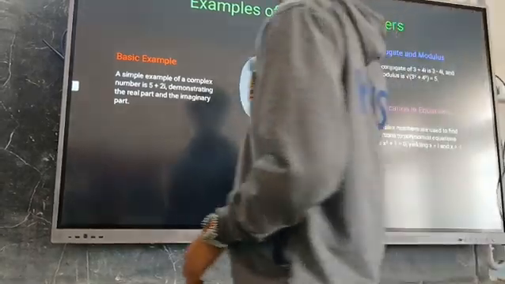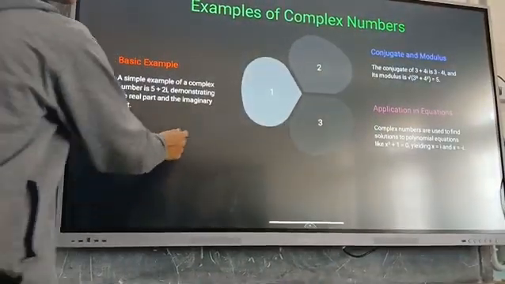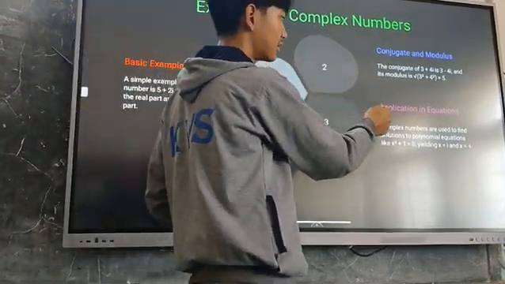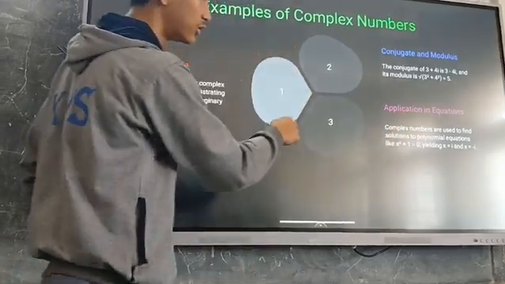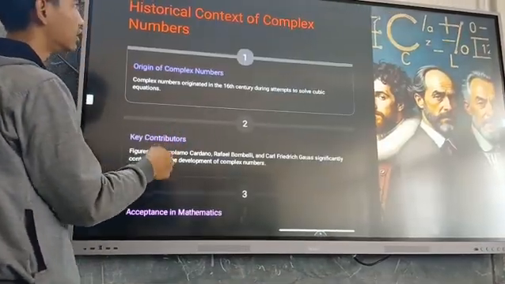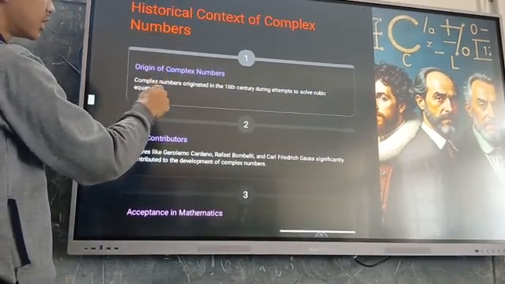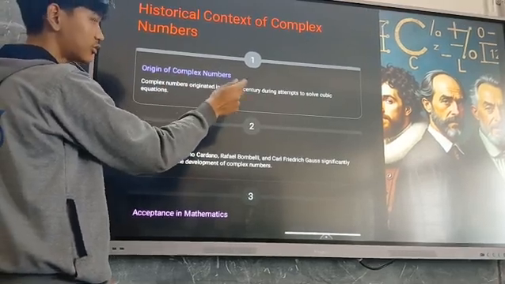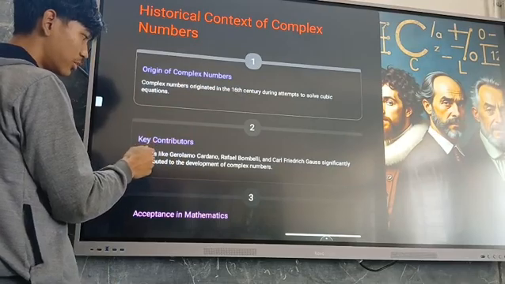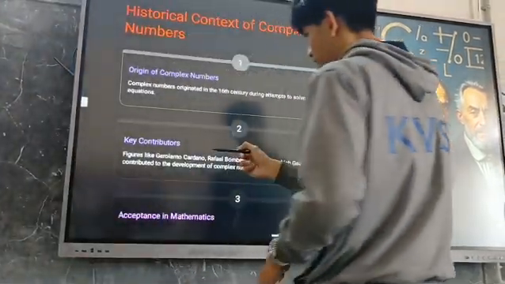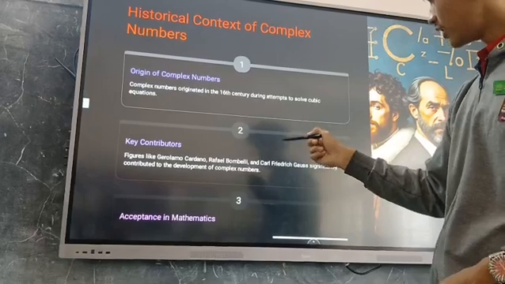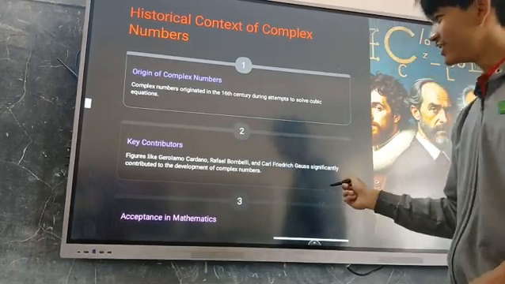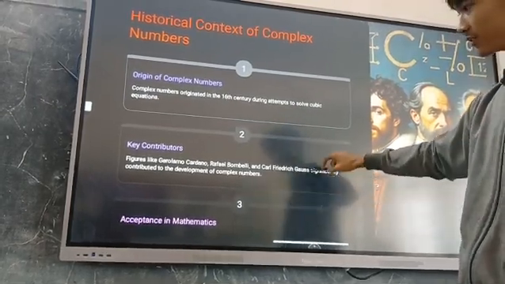Examples of complex numbers: a basic example, conjugate and modulus, then application in equations. We've already gone through it previously, so we'll move on to the historical context of complex numbers. Complex numbers originated in the 16th century during attempts to solve cubic equations. Key contributors are figures like Girolamo Cardano, Raphael Bombelli, and Carl Friedrich Gauss, who significantly contributed to the development of complex numbers.